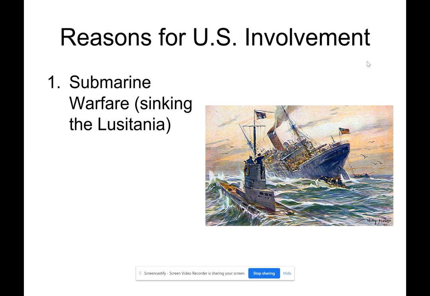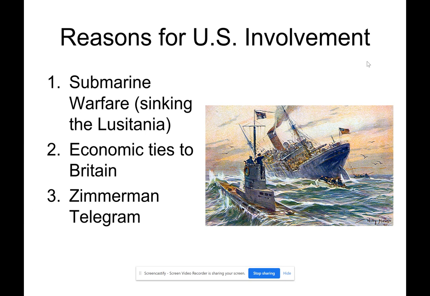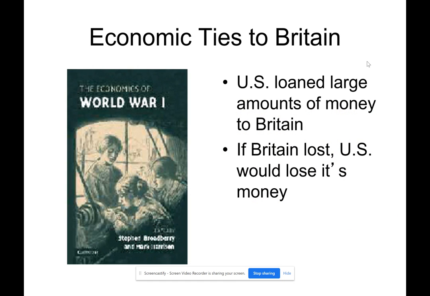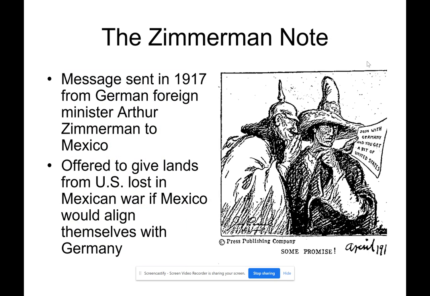Why did the U.S. get involved? Submarine warfare, economic ties to Britain, and the Zimmerman telegram. We know that Zimmerman created the idea of the telegram. So let's look at the economic ties to Britain. Basically, the U.S. loaned large amounts of money to Britain, and if Britain lost, the U.S. would lose all of its money. So that's kind of a superficial reason for the U.S. to be involved in the war on Britain's side.